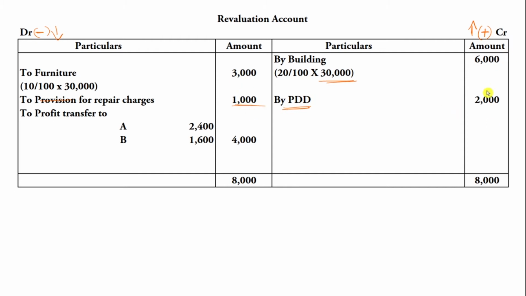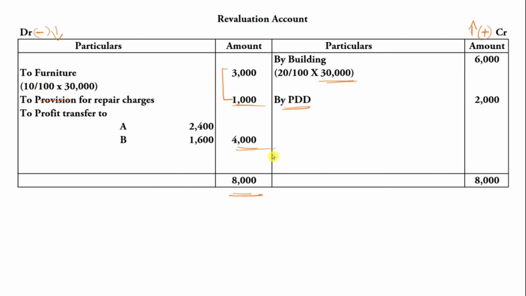So if you add this it will become 8000, and that should be written here as well. Then if you subtract 8000 from these two items, you will get 4000 rupees. So the last step is to transfer this to the partner.